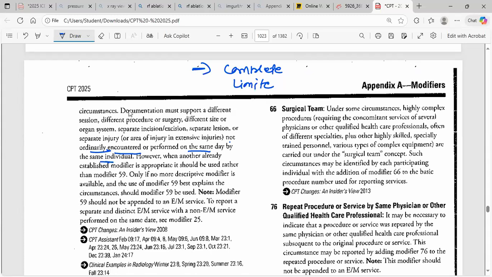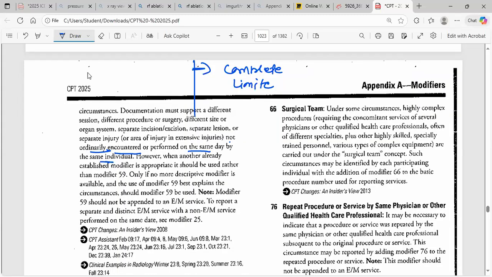So to represent that we know that these two procedures are not ordinarily encountered or performed on the same day by the same individual. However, in unusual circumstances, the doctor did this procedure, so we are going to bill this. Okay, Gauri? Let me take one more example.